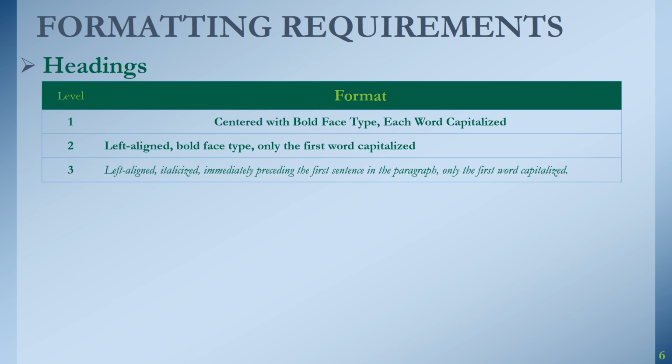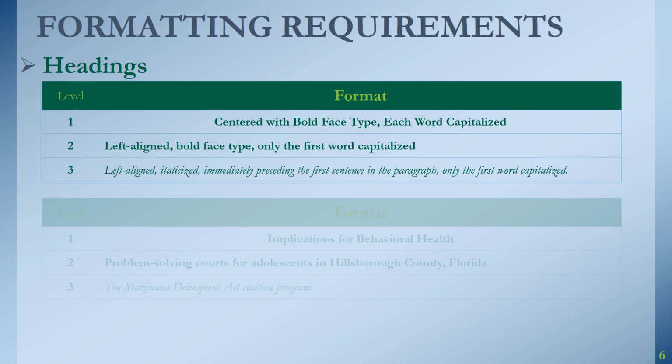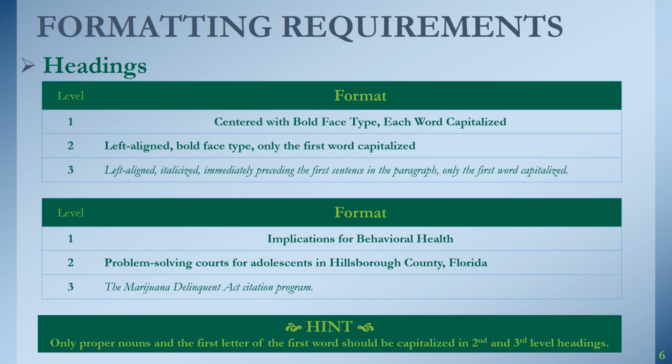Level 2 headings should be aligned to the left in boldface type with only the first word capitalized. And Level 3 headings should be left aligned and paragraph indented, should immediately precede the first sentence of the paragraph, and only the first word should be capitalized. Now let me show you an example of how to format each heading level. And a helpful hint to remember when formatting your headings: for second and third level headings, only proper nouns and the first letter of the first word should be capitalized.